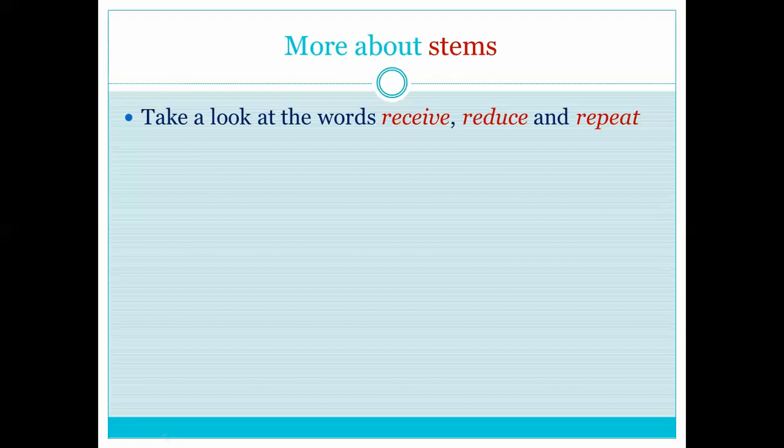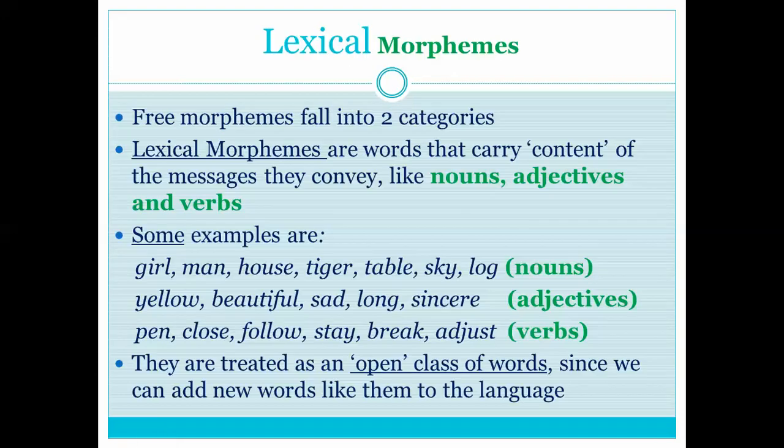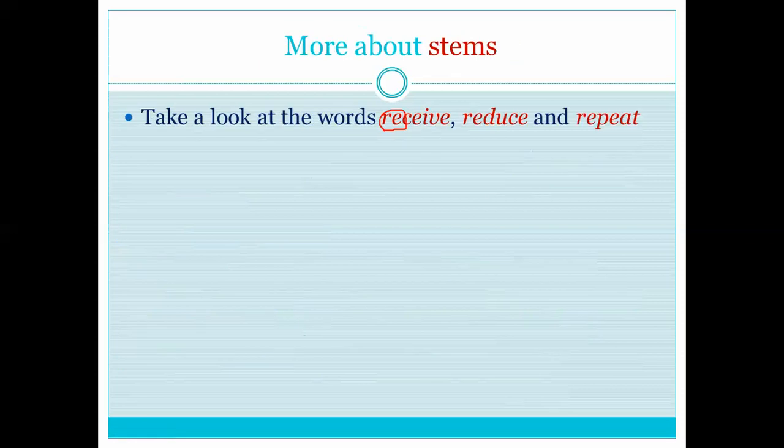However, we have examples such as the words receive, reduce, and repeat. I can say that the bound is re, right? Like my example for under before. But then what does ceive or duce or peat mean? These words have no meaning on their own.